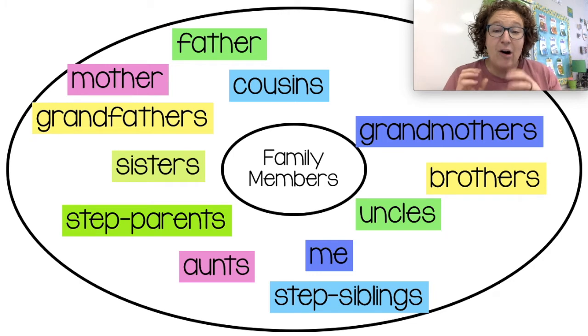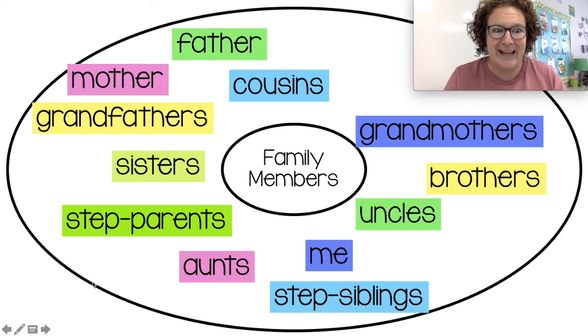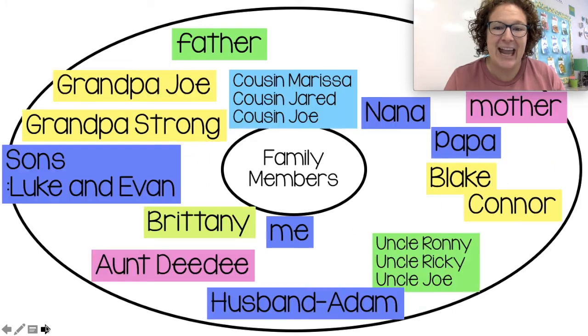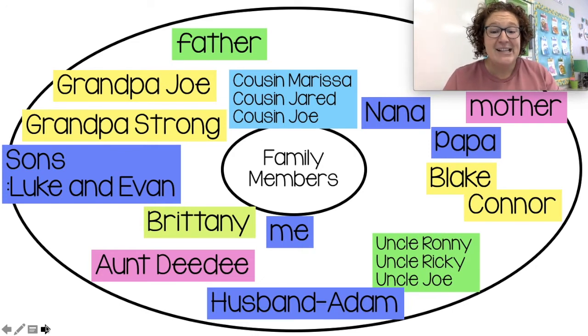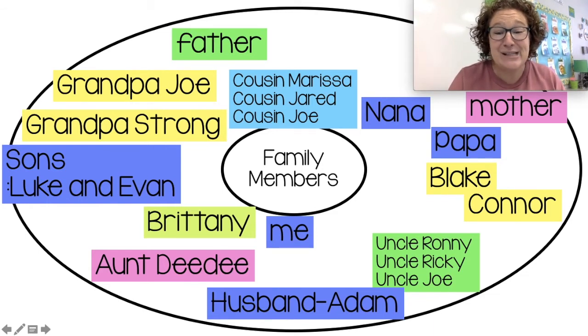So I took all those people from our book and my schema, what was already in my brain, and I made a circle map of my family. So my circle map is going to look a little bit different than yours, and some things might be the same, and that's okay because every family is different. So I started with me, and you won't have this on yours, but my husband is on my family tree, and so are my sons, my kids, Luke and Evan. Then I have my siblings, Brittany, Connor, and Blake. And then I have my mom and my dad.